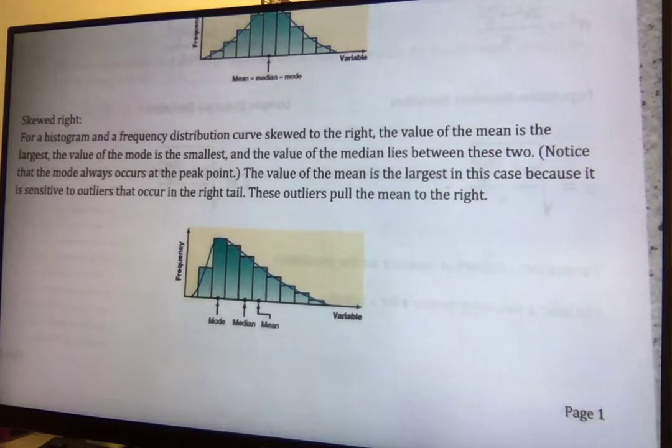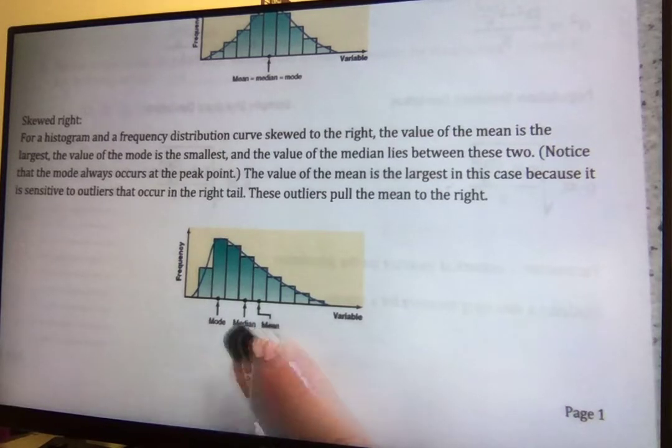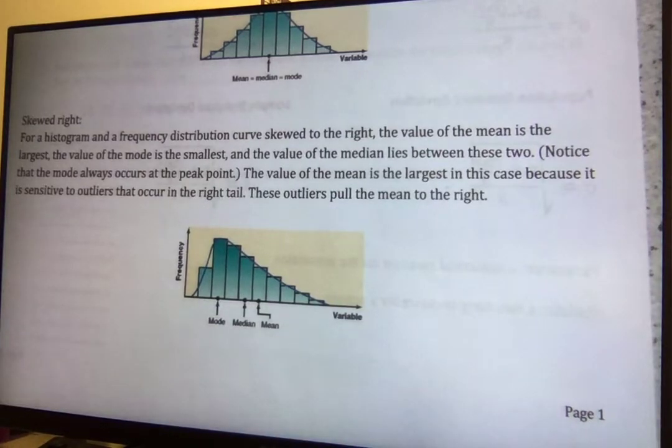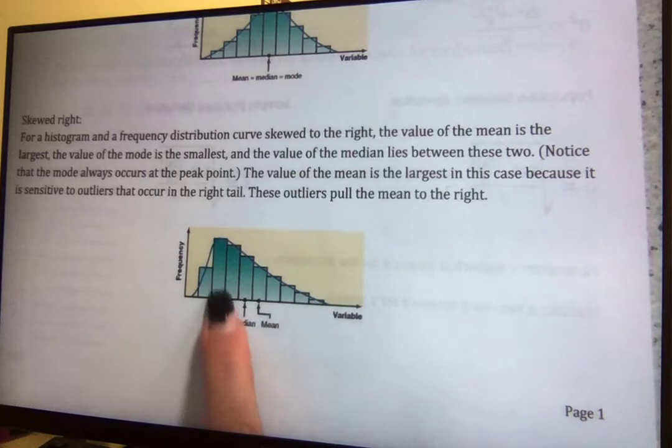Our tail is to the right. For a histogram and frequency distribution curve skewed to the right, the value of the mean is the largest. The value of the mode is the smallest, and the median's between the two. Notice that the mode is always at the peak, so it occurs most often when it's our frequency. The value of the mean is the largest in this case because it is sensitive to the outliers. Whenever we have a really high number or really low number, it'll pull the mean to the right.